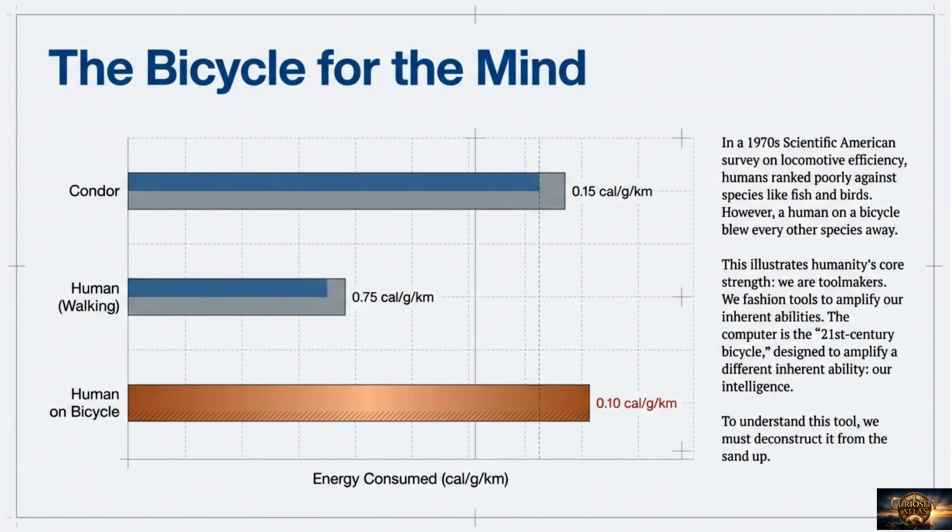This video will explore the computer as the bicycle for the mind, a tool designed to amplify our intelligence. Just as the bicycle amplifies a human's locomotive efficiency, the computer amplifies our ability to process information. To understand this tool, we will deconstruct it from the sand up.